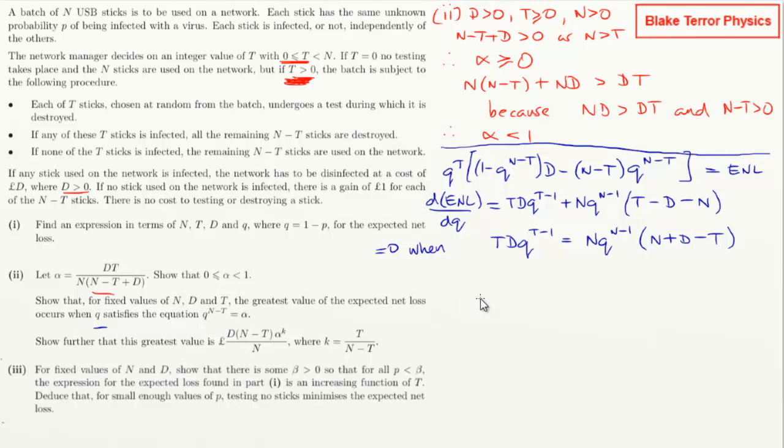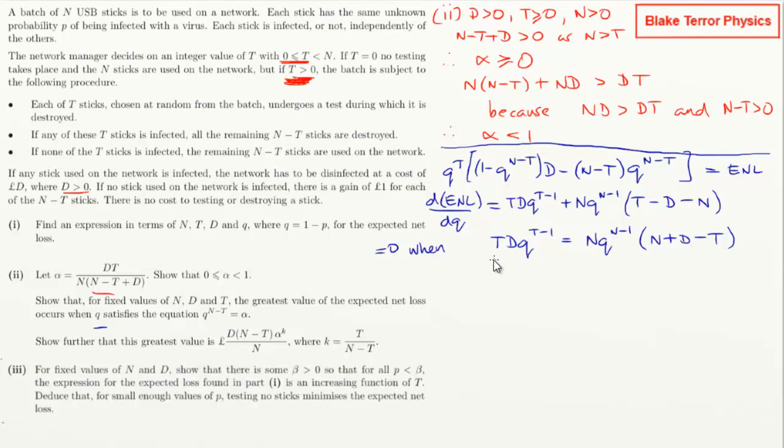Okay. And what I want to show is that q satisfies this: q to the n minus t is alpha. All right, okay, so I've got the n minus t plus d bit. That's there. I've got the dt bit. Oh, and I've got the n, so it's all there. Oh, yeah, it's just all there. Right, okay.